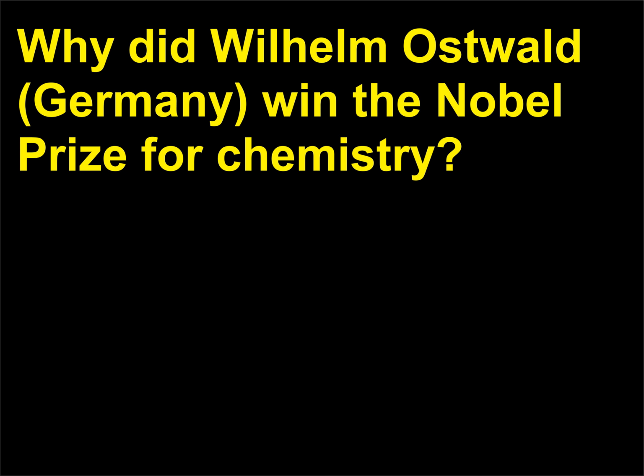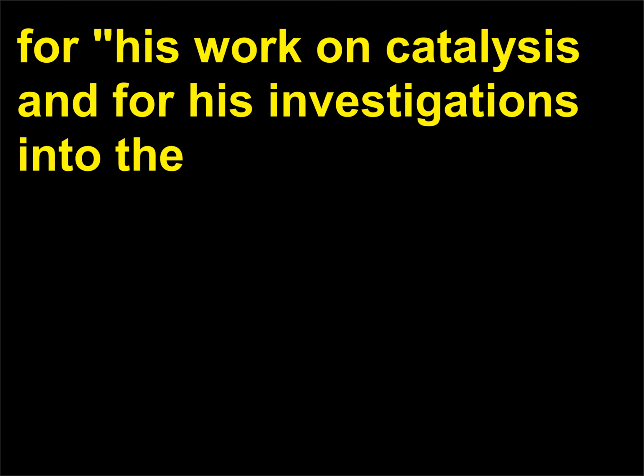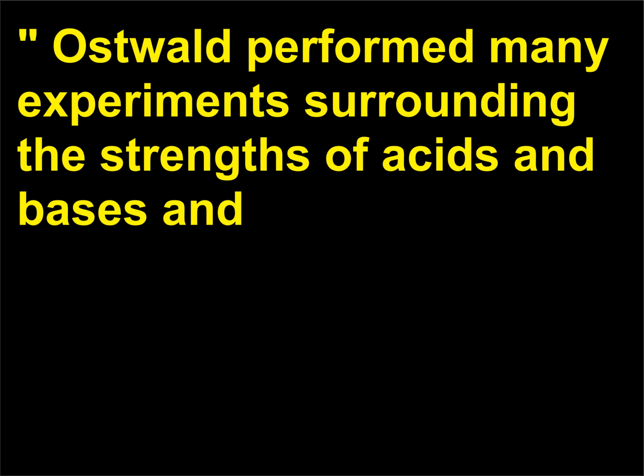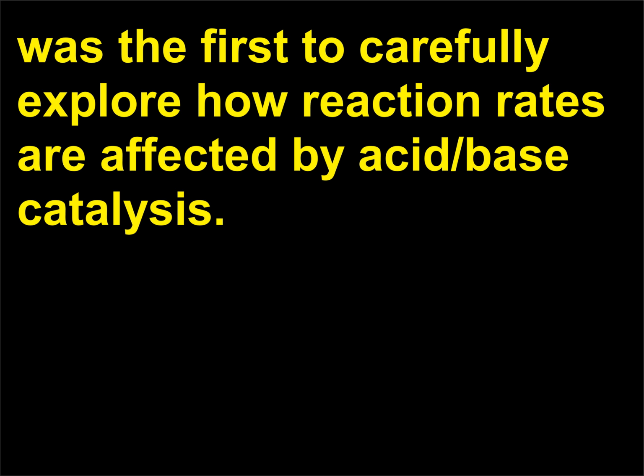Why did Wilhelm Ostwald, Germany, win the Nobel Prize for Chemistry? For his work on catalysis and for his investigations into the fundamental principles governing chemical equilibria and rates of reaction. Ostwald performed many experiments surrounding the strengths of acids and bases and was the first to carefully explore how reaction rates are affected by acid/base catalysis.